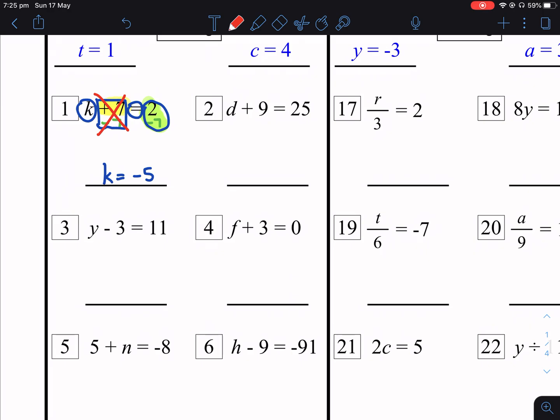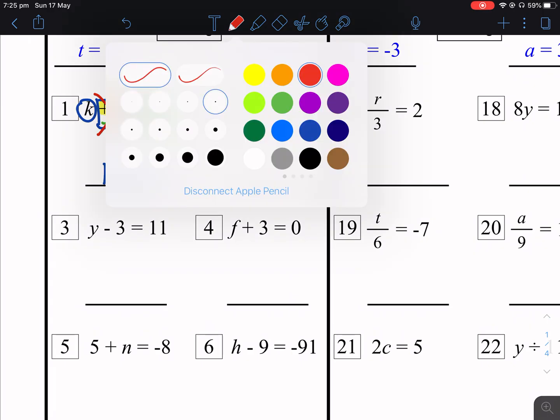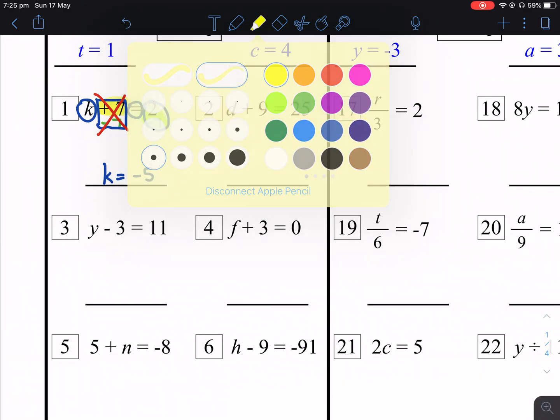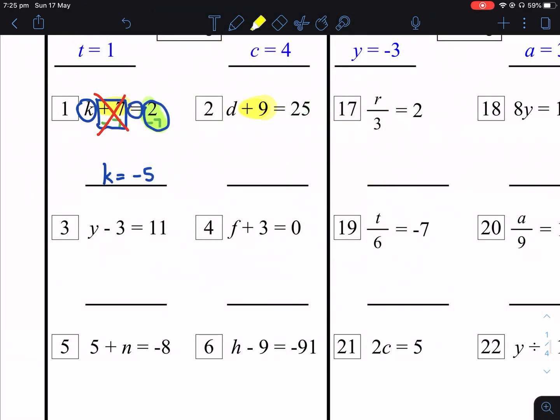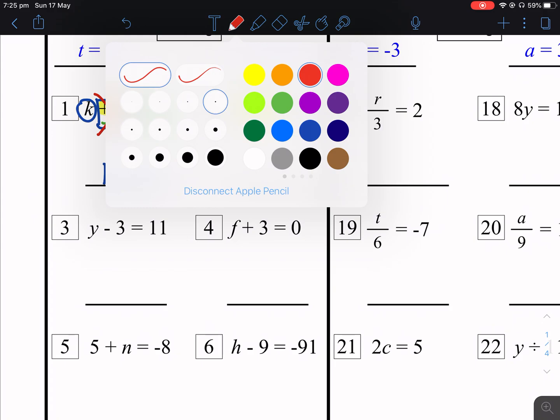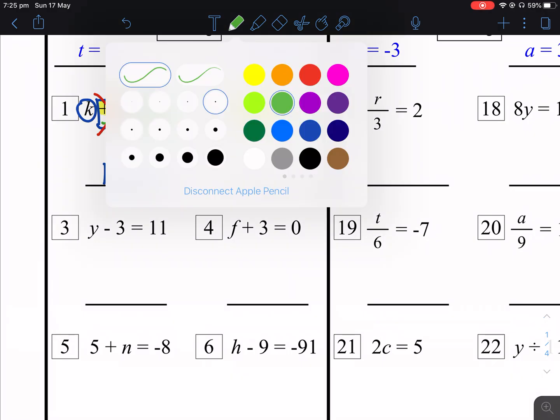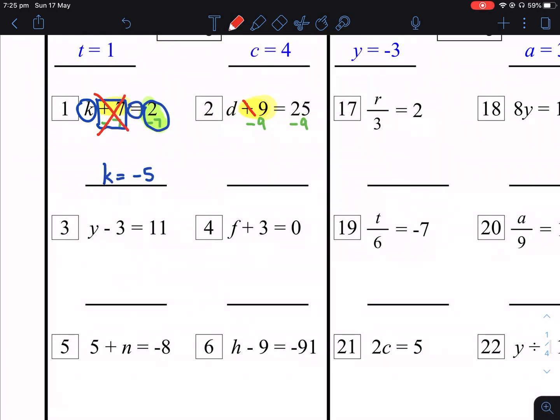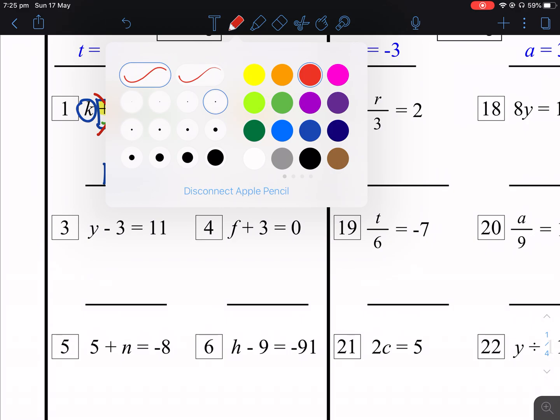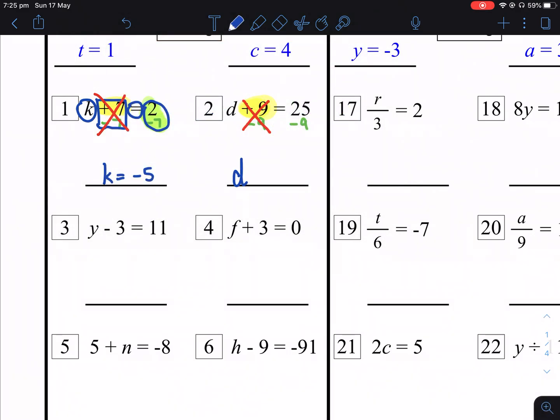Here, what we've got is plus 9. So what's the opposite of plus 9? Minus 9. So we write a little minus 9 under both sides. Here, plus 9 minus 9, they disappear. So all we've got on the left is d. We've got the equal sign, and then 25 minus 9, which is 16.